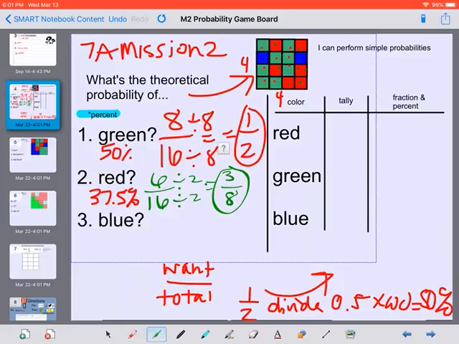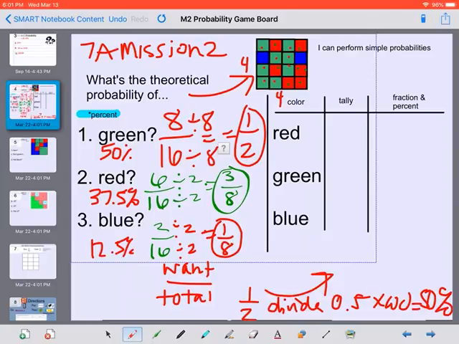And then our last section is blue, and there's only 2 blue out of 16. So we can simplify that or just plug it right in our calculator. It's really 1/8. And if we divide that in our calculator, we get 0.125 times 100, 12.5%. So 12.5% of the time we should land on blue. So most of the time we should land on green, then red, then blue.